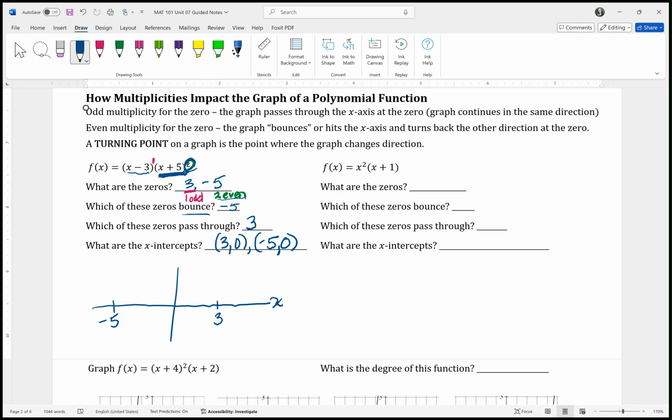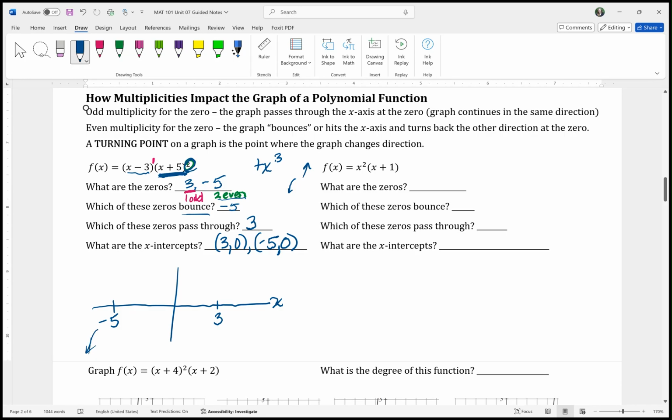And if we put all this together with our end behavior, we know that the leading term is x to the third. Why is it x to the third? Because we added up 1 and 2, okay, and it's positive. So we know our end behavior to the right is going up, our end behavior to the left is going down. So we know it's going down over here, and then this is going to go up.